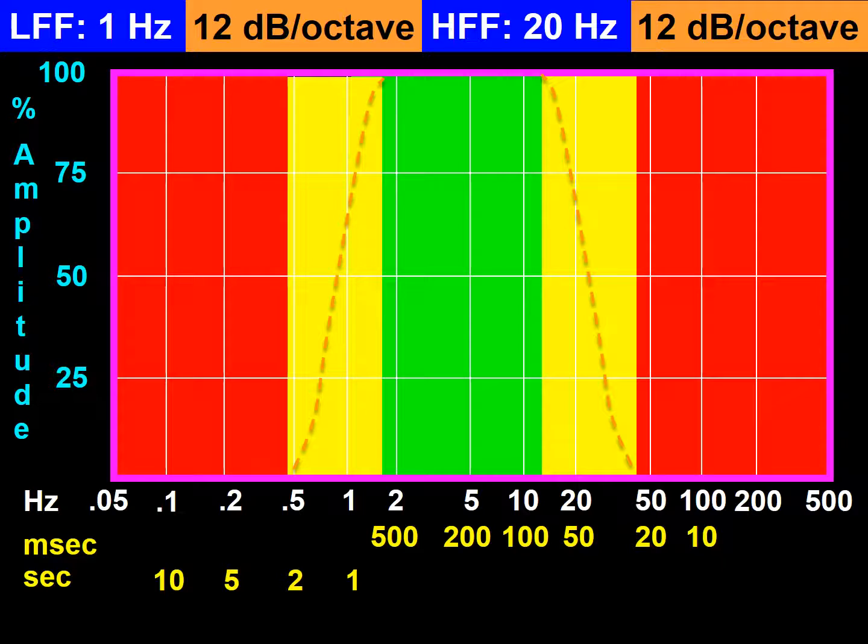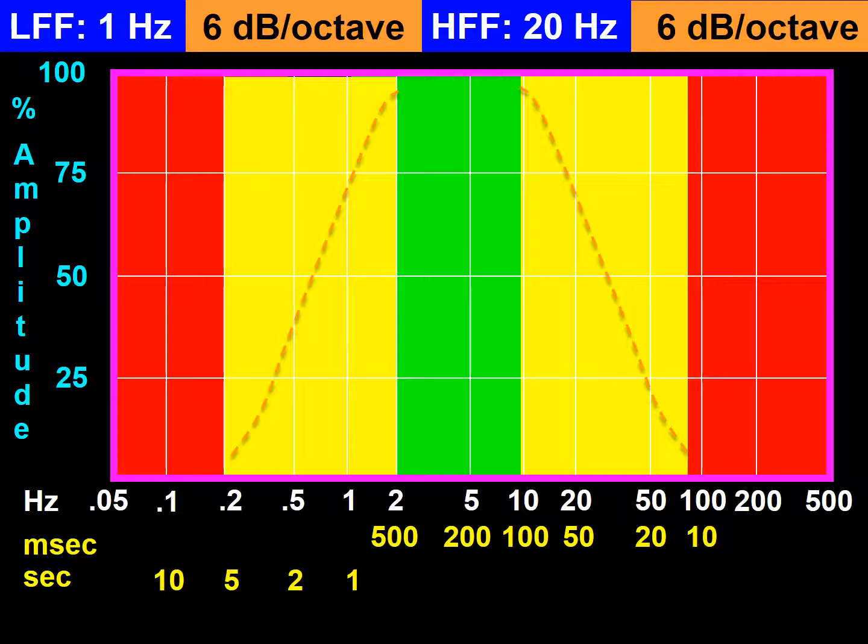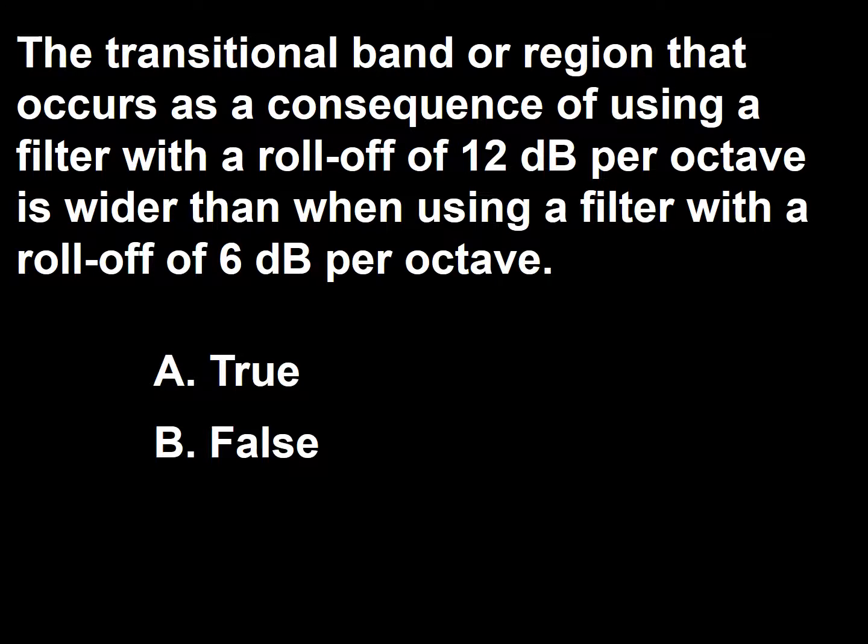In this figure, the yellow band indicates the transitional band. Notice its width and compare with the next frame. As you can see, in this frame, we have presented a 12 dB octave filter. This figure depicts a wider transitional band when using a filter with a 6 dB per octave roll-off. So the answer to this question is A, true.